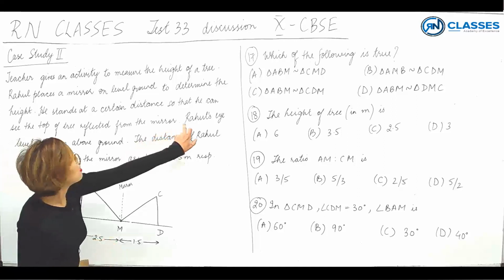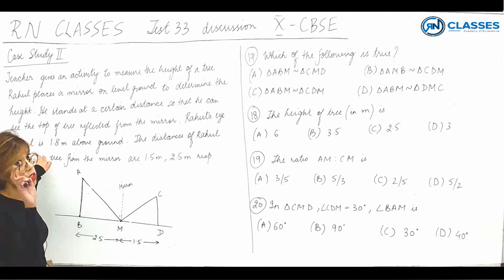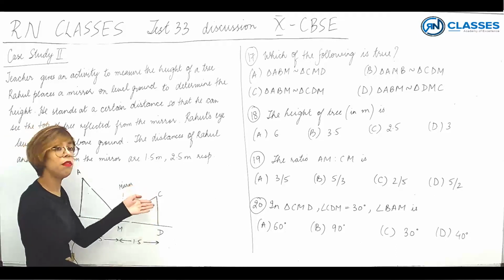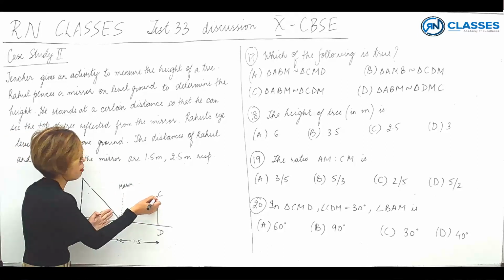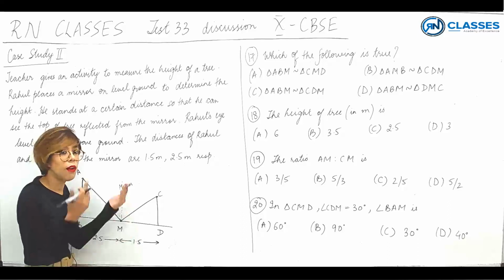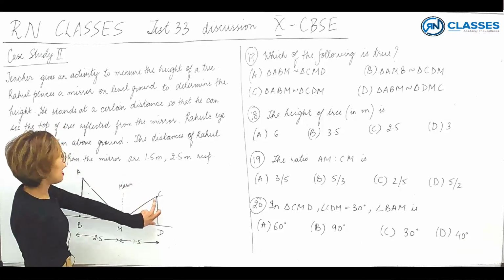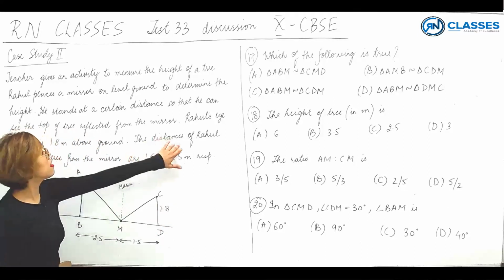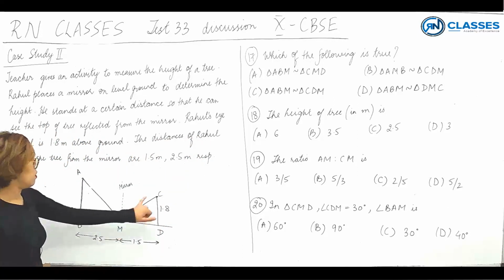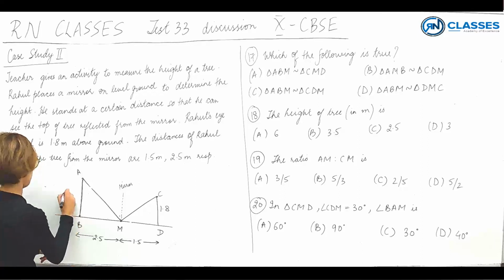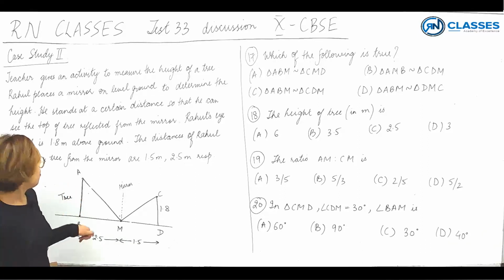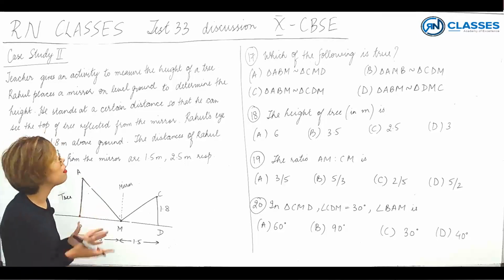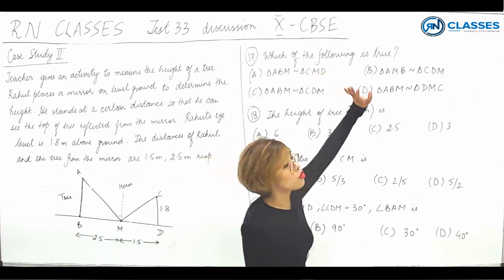Okay, now he says Rahul's eye level is 1.8 meter above ground. Now, suppose Rahul is standing over here. I can see that his eye will be at the top of his head, right? So, this level is basically 1.8. The distances of Rahul and the tree, so this is Rahul and this is tree, from the mirror are 1.5 and 2.5 respectively. Done? Okay. Now, which of the following is true?